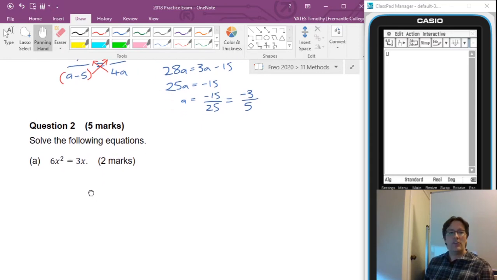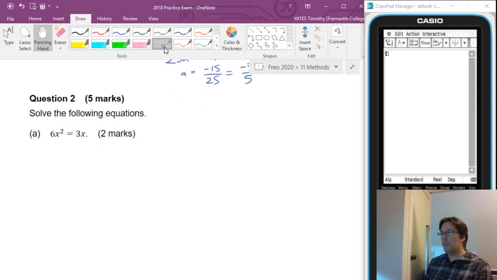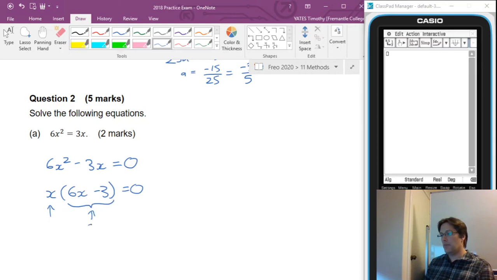Okay, solving these equations, we had linear equations above. This is a quadratic equation. And when we solve a quadratic equation, we always want to rearrange it so we've got equals to 0 on the other side. So we're going to do 6x squared take 3x equals 0. We want to factorize this. Both sides are multiples of 3x, or in fact, we can just think of them as multiples of x. So if I take x out, I've got 6x take 3 equals 0. So I want to find where either this part is equal to 0 or this part is equal to 0.